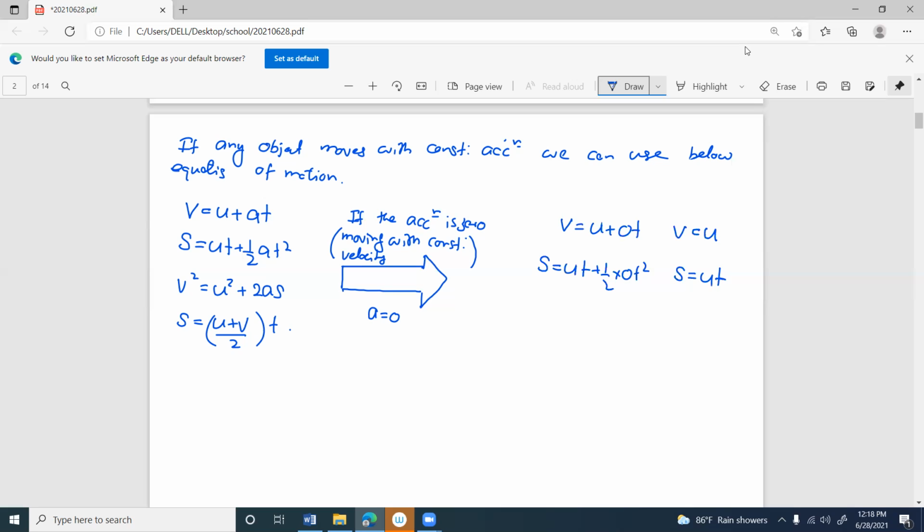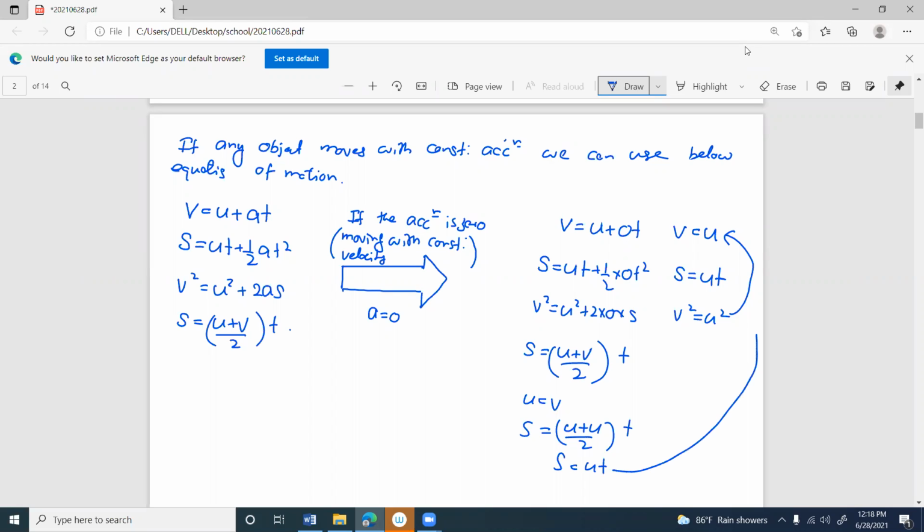The next one, v squared equals u squared plus 2 into 0 into s. Then v squared equals u squared. Again, it comes to this equation, v equals u. Right? s is equal to (u plus v) over 2 into t. Therefore, we know that u equals v. Therefore, you can say s equals (u plus u) divided by 2 into t. That is again s equals ut. Again, it comes to which equation? This equation.